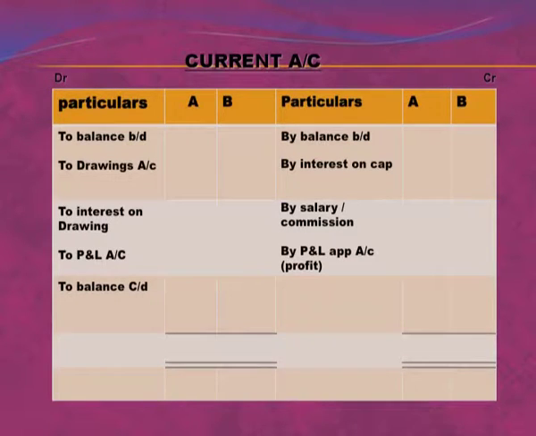Lastly, by P&L appropriation, the profit which is arrived by preparation of P&L appropriation account will also be transferred on the credit side because it will also result in increase in partners capital account. On the debit side, we will write to balance brought down, that is the opening capital.